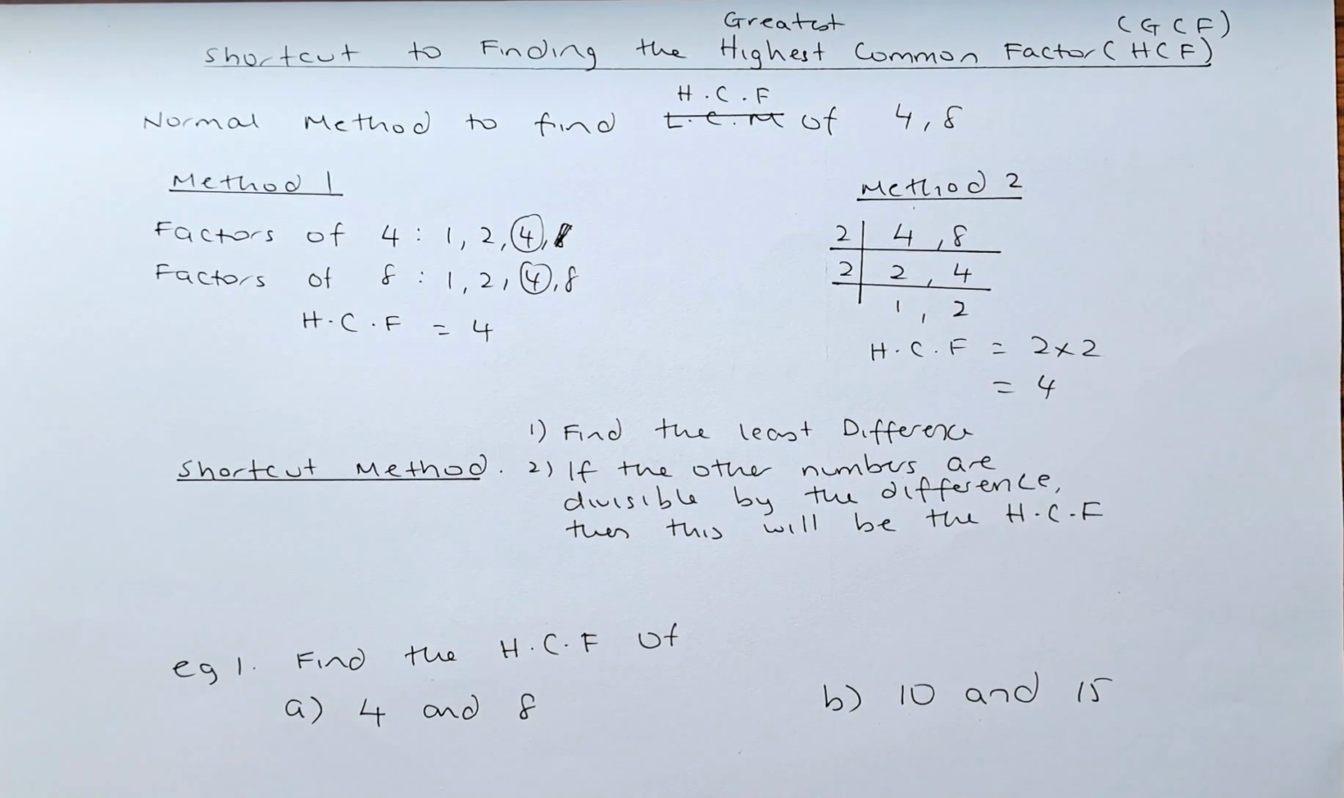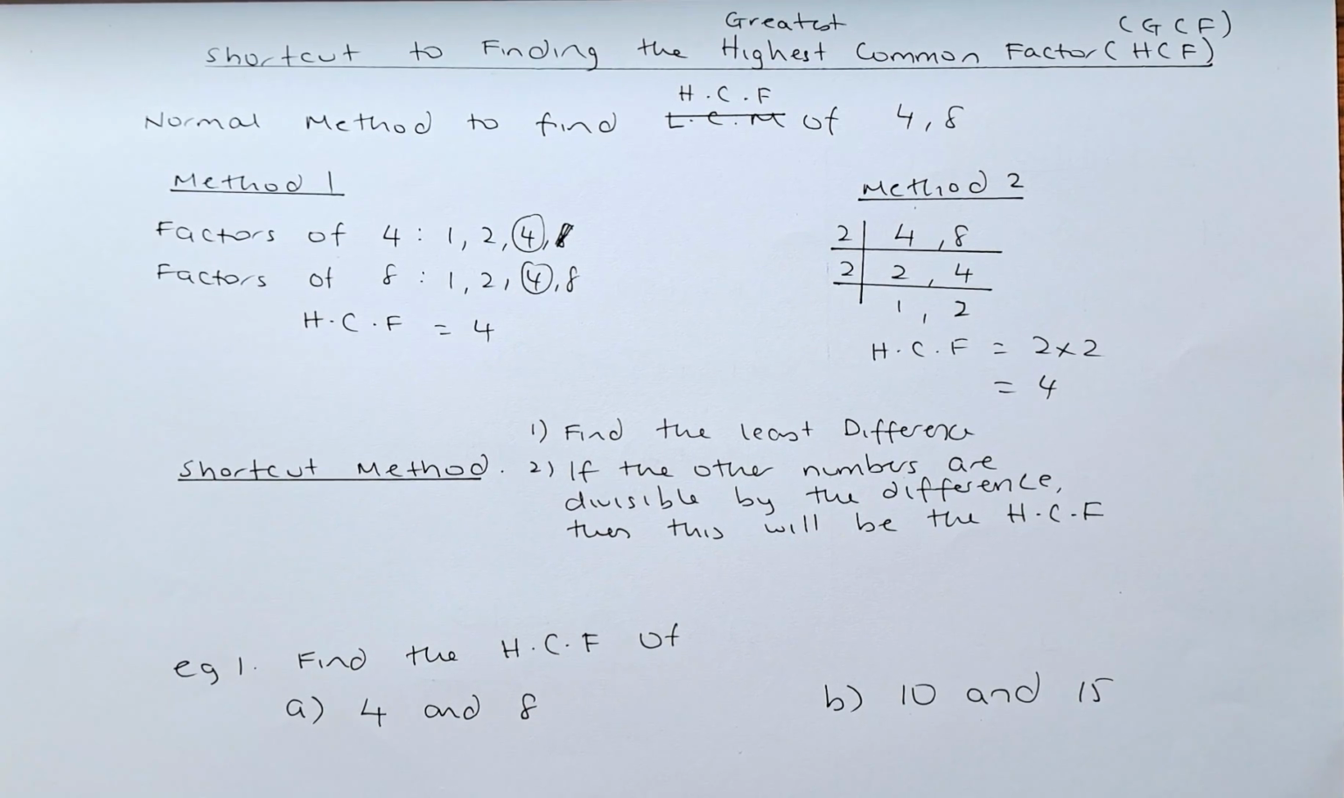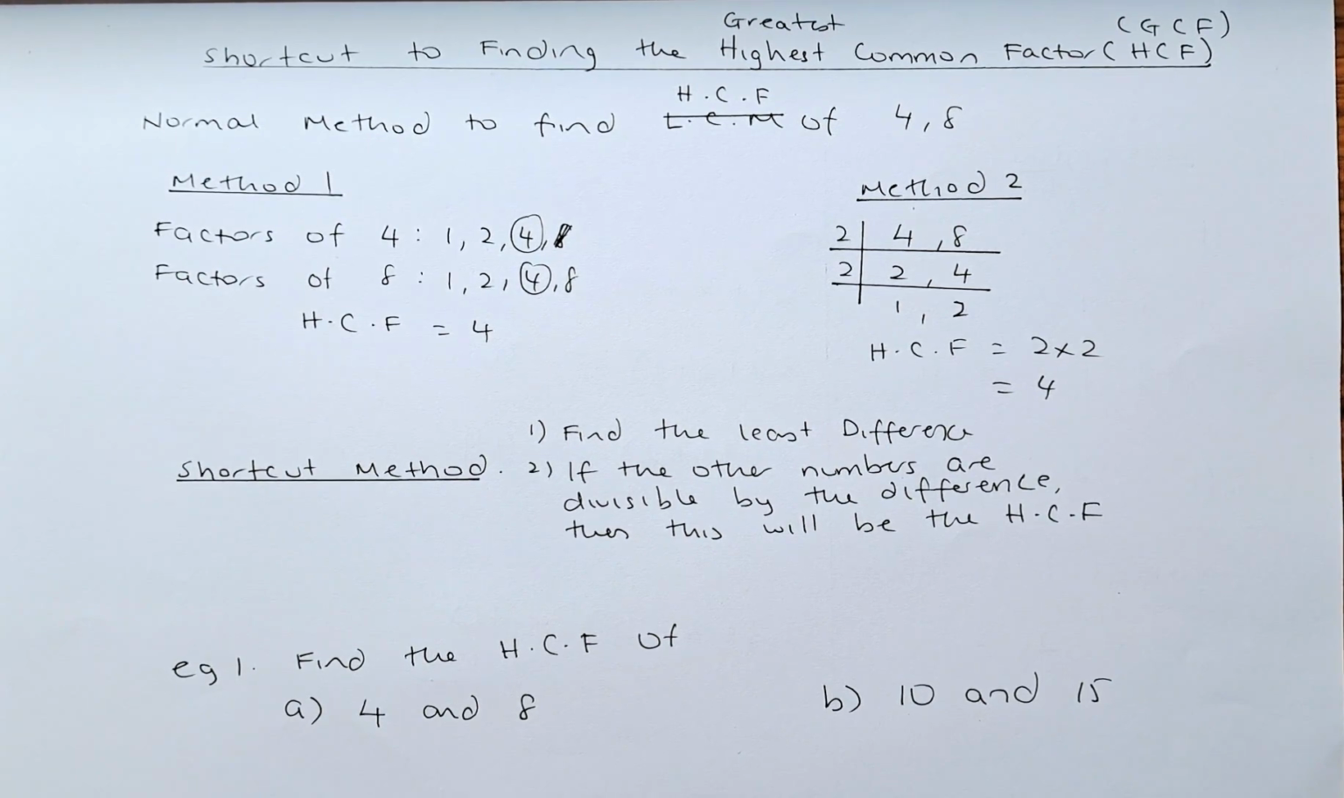Okay, today I'm going to teach you the shortcut method, so listen carefully and we should be fine. Find the least common difference between the numbers. For example, if there are 3 numbers, then you have to find the least common difference between the 3 numbers. If there are 2, then only 1 difference, okay? If the other numbers can be divided by the difference, then that will be the HCF, okay? So we shall do 2 simple examples, and then we shall do more complicated examples later on.